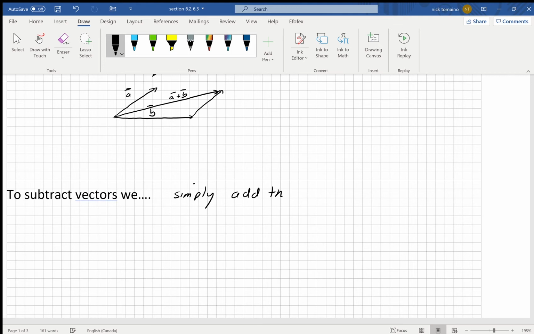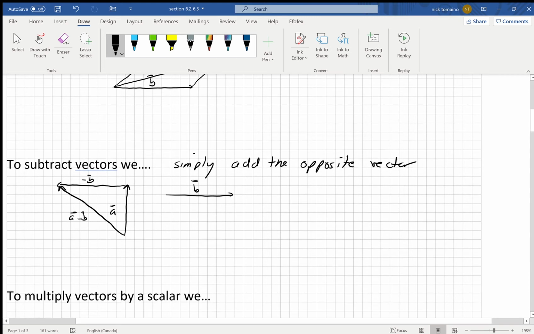To subtract vectors, we simply add the opposite vector. For example, suppose that would be vector A, and this right here would be vector B. Then for A minus B, we would simply switch the direction of B and make it point this way. And then our resultant would be right here, which would be A minus B. We'll see that in the example to follow.